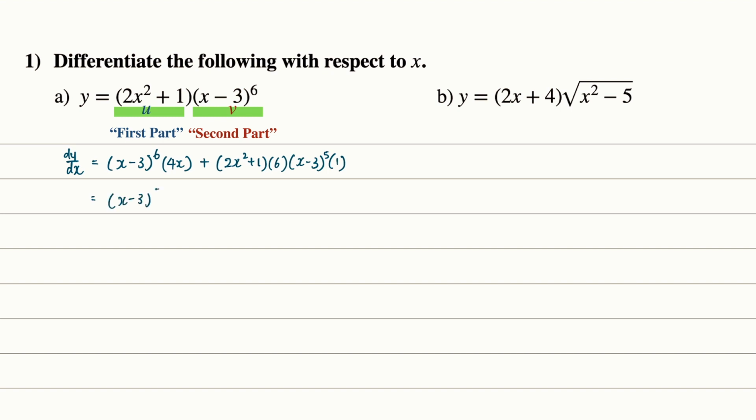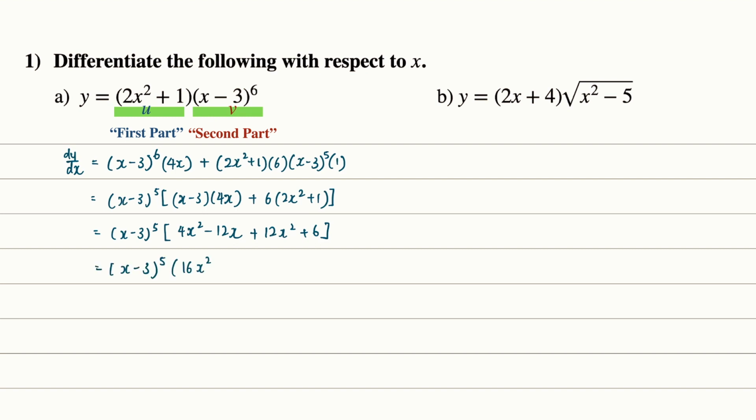Factorize the common term, which is (x minus 3) power 5. We will then have (x minus 3) power 5 multiplied by [4x(x minus 3) plus 6(2x squared plus 1)], and close the bracket. And simplifying the expression further, we will have (x minus 3) power 5 multiplied by (4x squared minus 12x plus 12x squared plus 6). We will then have (x minus 3) power 5 multiplied by (16x squared minus 12x plus 6). Now try not to stop here. We can factorize 2 from this quadratic expression. We will then have 2(8x squared minus 6x plus 3)(x minus 3) power 5.